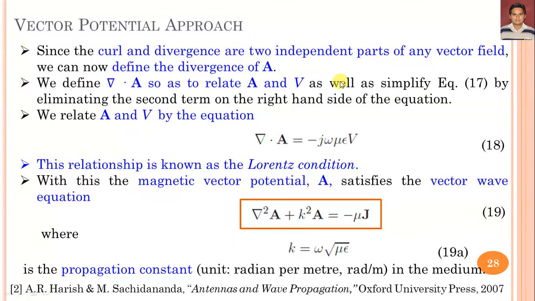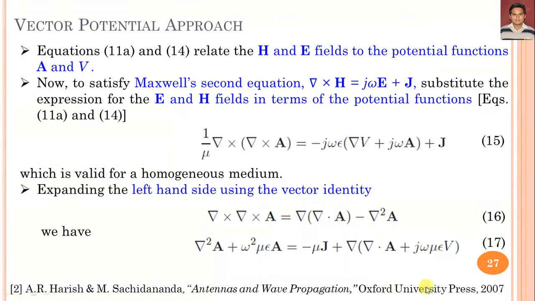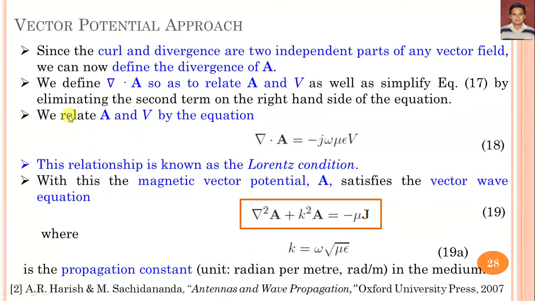Since the curl and divergence are the two independent parts of any vector field, we can now define the divergence of A. We can define del dot A so as to relate A and V, as well as simplify equation 17 that we have calculated by eliminating the second term on the right hand side of the equation. So this is the second term. We can relate A and V by the equation del dot A is equal to minus j omega mu epsilon V. This is represented in expression 18, and it is called the Lorentz condition.